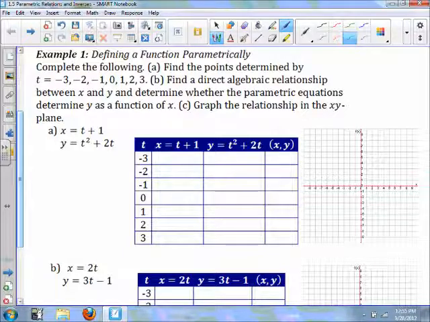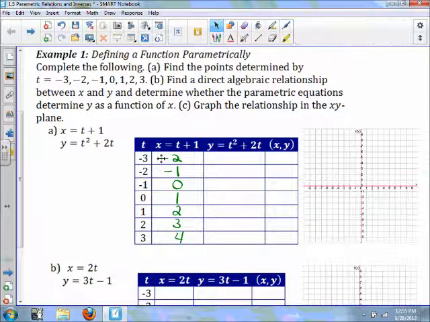Well, -3 plus 1 is -2. -2 plus 1 is -1. -1 plus 1 is 0. 0 plus 1 is 1. 1 plus 1 is 2. 2 plus 1 is 3. 3 plus 1 is 4. Should be nice and simple.